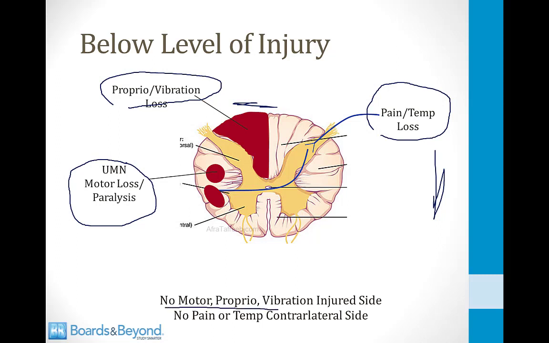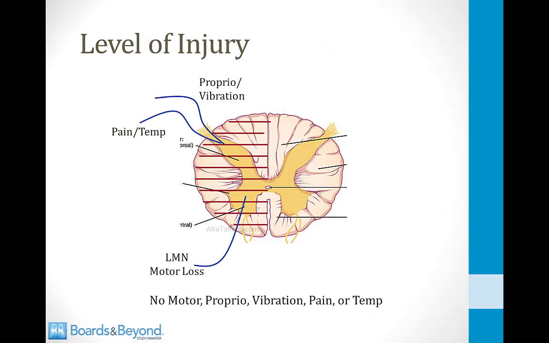So I've summarized this at the bottom. No motor, proprioception, or vibration on the injured side. No pain or temperature on the contralateral side. Now, one special point, the level of the injury is a little bit different from all the levels below the injury. At the level of the injury, you have complete sensory loss: proprioception, vibration, pain, and temperature. And why does that happen? Well, let's look here. These proprioception vibration fibers are trying to enter the dorsal horn and go up the posterior column.